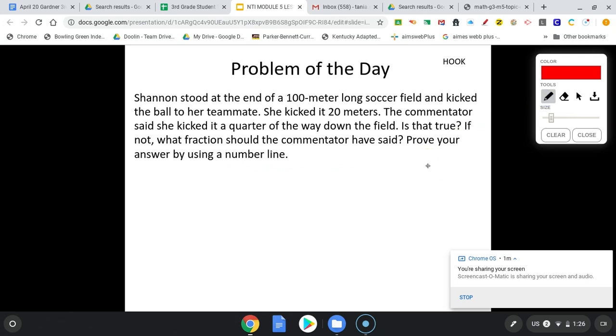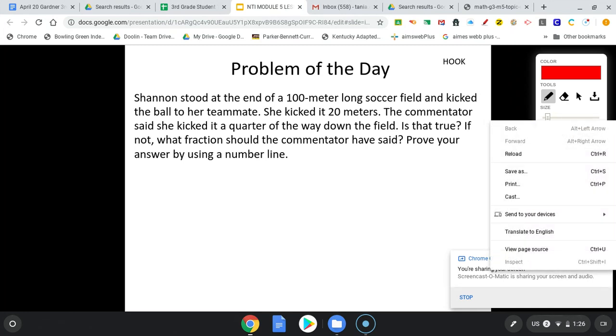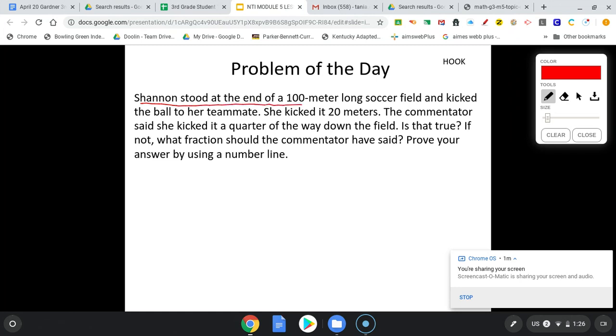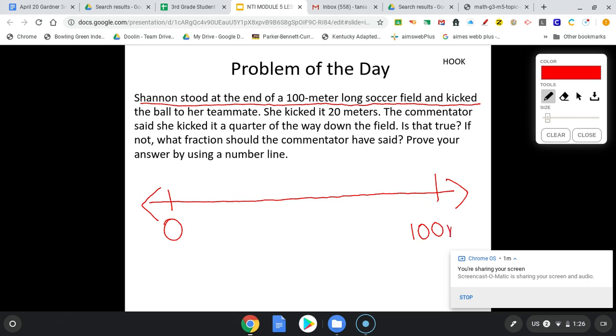So let's start out with what we know. So what do we know? Very good. We know that Shannon stood at the end of a 100-meter long soccer field and kicked the ball. So I'm going to draw my number line, and I'm going to show that as 0 meters here and 100 meters here. Okay, so she kicked it 20 meters. So between 0 to 100, there are 20 meters.